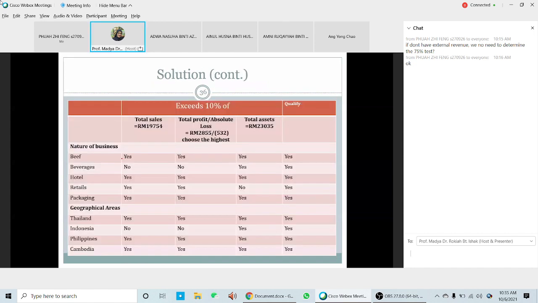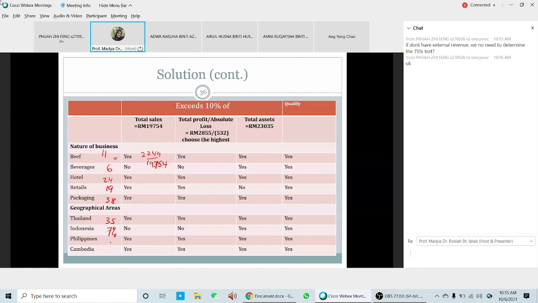So you fulfill here. Let's try for beef. For beef here, you have 2249 divided by 19,754, which equals 11%. I just calculated this one only for one. So beverage here is 6%, hotel 24%, this one is 19%, this one is 38%. For Thailand you have 35, and this one is 7%.